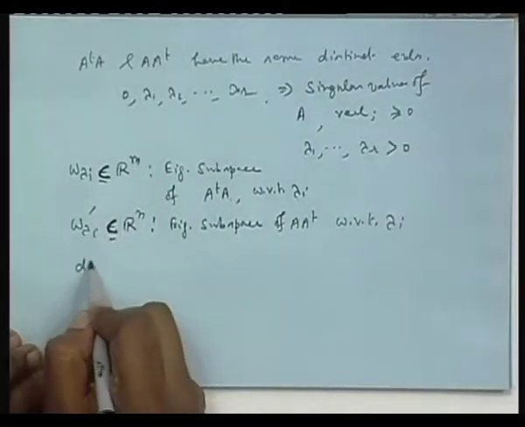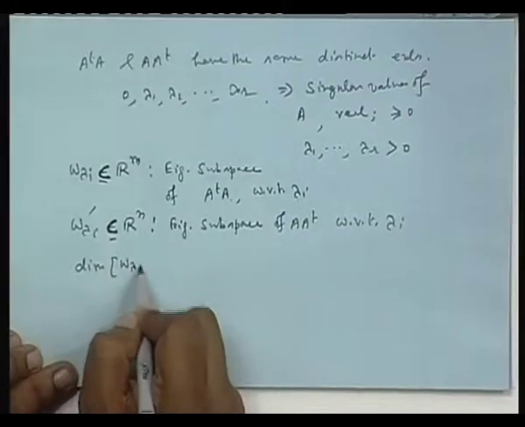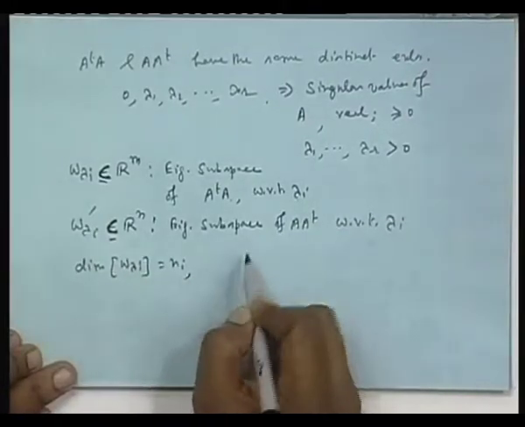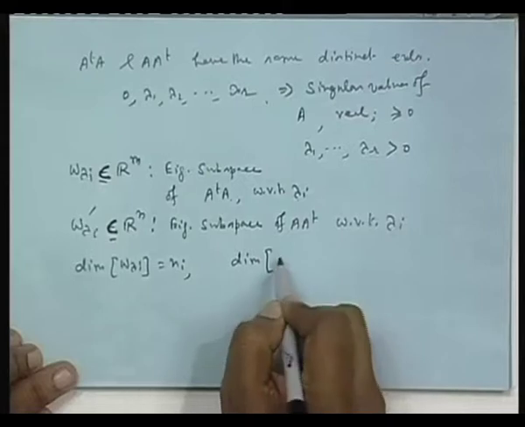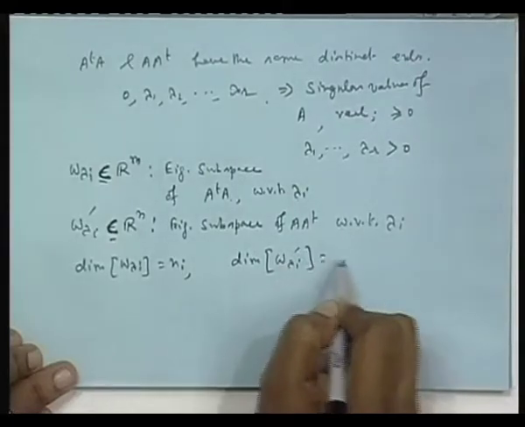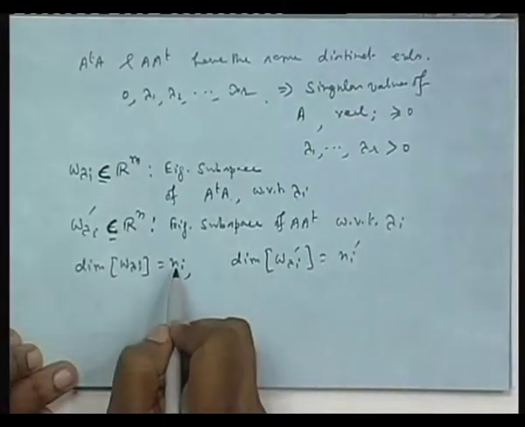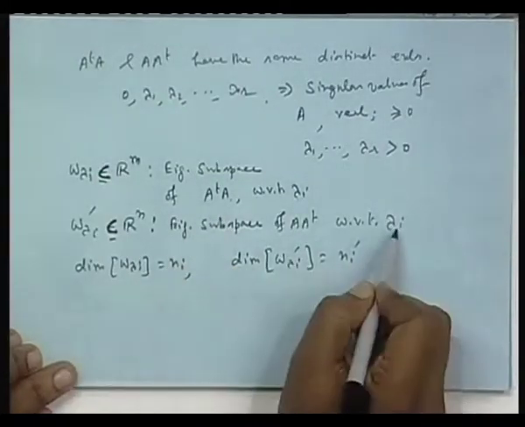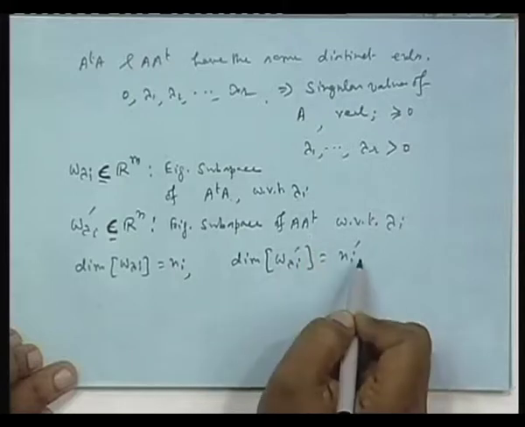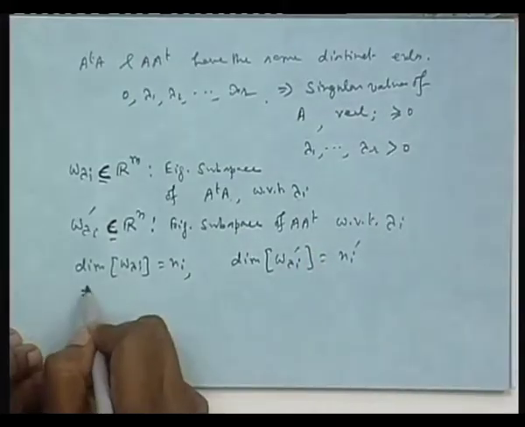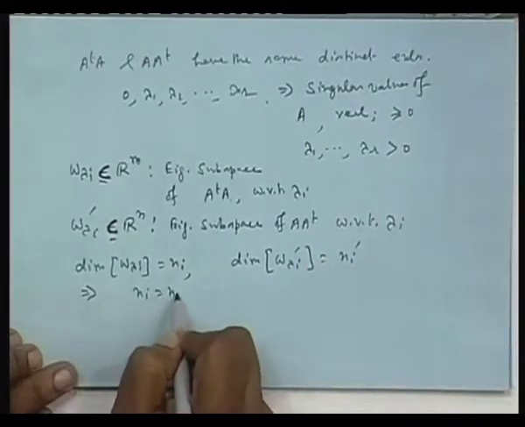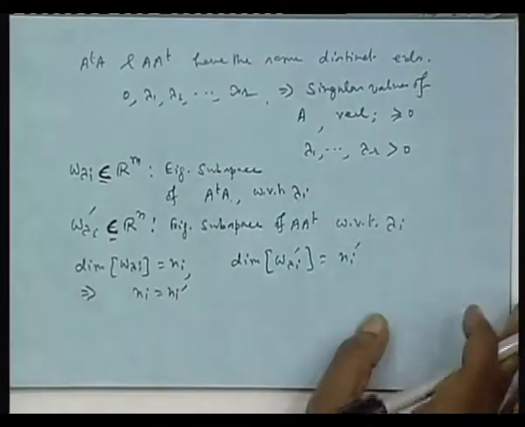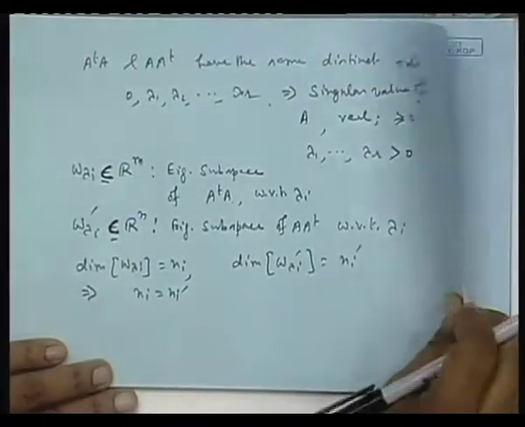If the dimension of W lambda I is say n I, and the dimension of W lambda I prime is say n I prime, there is multiplicity of lambda I in A transpose A is n I, and multiplicity of lambda I in the A A transpose matrix is n I prime, then we prove that n I and n I prime are the same. So, the two multiplicities are the same, we prove. It is not difficult.